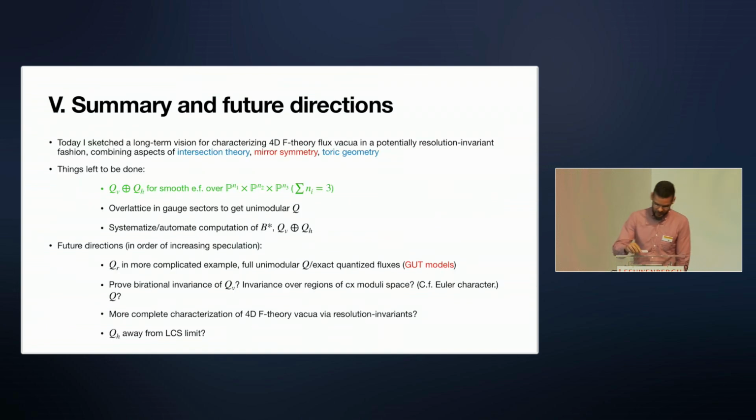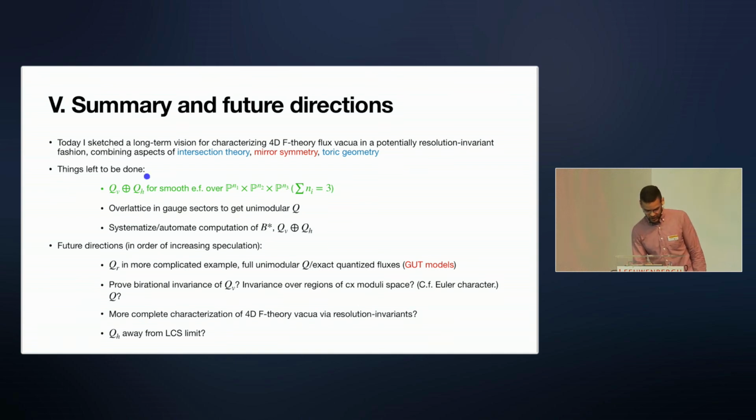Okay, so I'm just out of time now. Let me summarize and mention a few future directions. So today I sketched a program, or a long-term vision, for characterizing 4D F-theory flux vacua in a potentially resolution invariant manner. And it combines various aspects of intersection theory, mirror symmetry, and toric geometry. There's obviously some work left to be done.